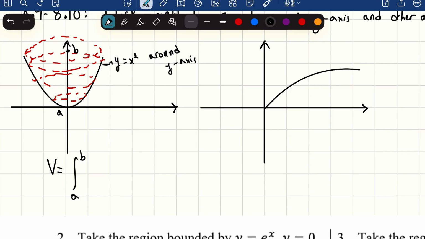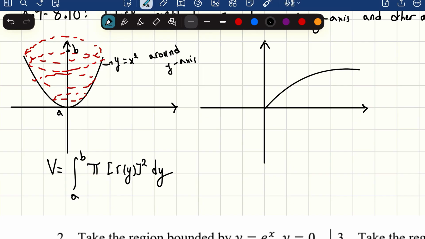Let's say it's from here to here: pi, r of y squared dy. The reason why we're using pi r squared is because the cross sections that you can see over here are all circles. So the area of each of these circles is going to be represented by pi r squared.